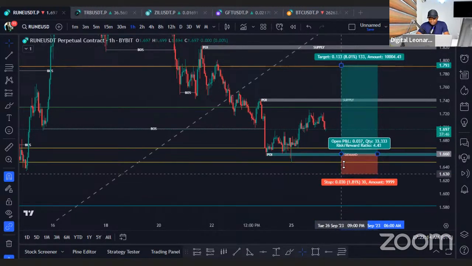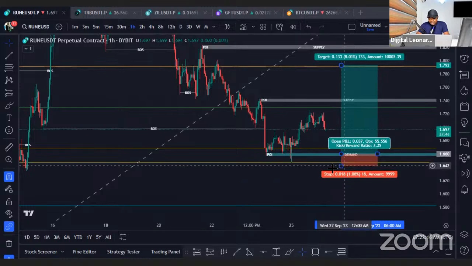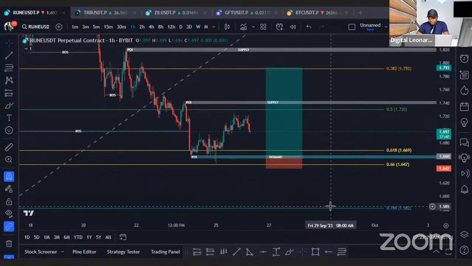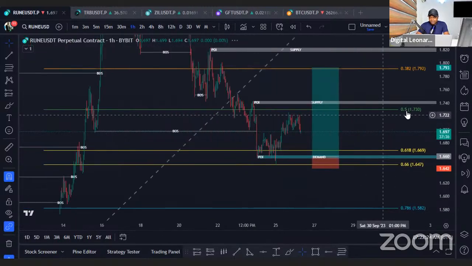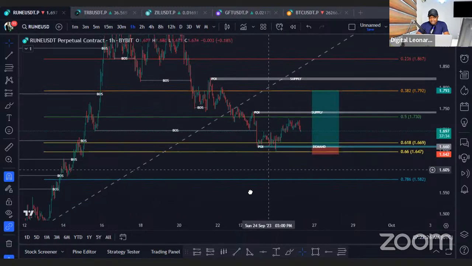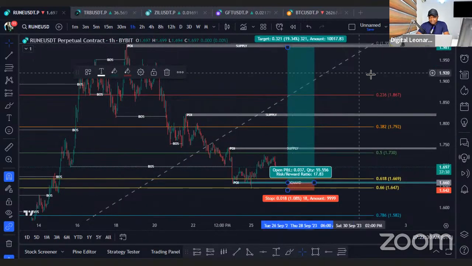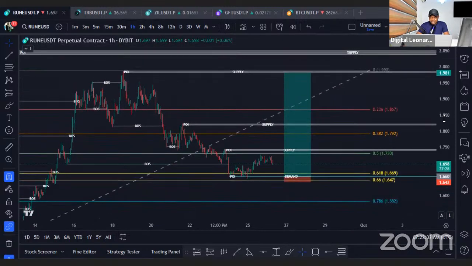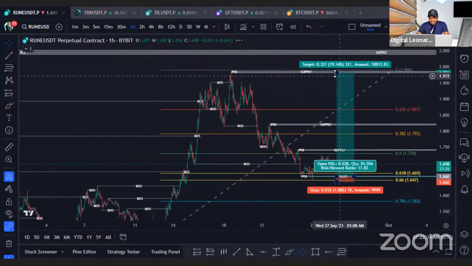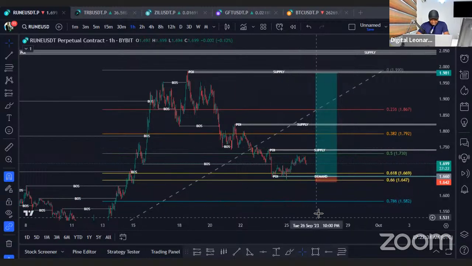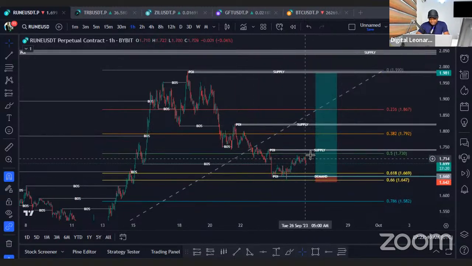Then I'll put my stop loss slightly below. In case this doesn't hold this level, then 1.58 at that 786 level will be a good area to start taking trades to the upside. So I'll be looking for a long setup for Rune right now. This is more of a swing trade, guys. Then I can target as high as that 1.98 level. So this is what I'll be looking at.